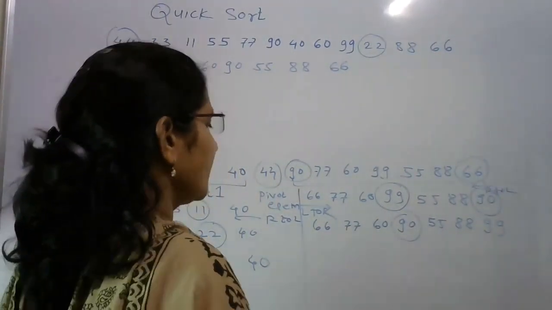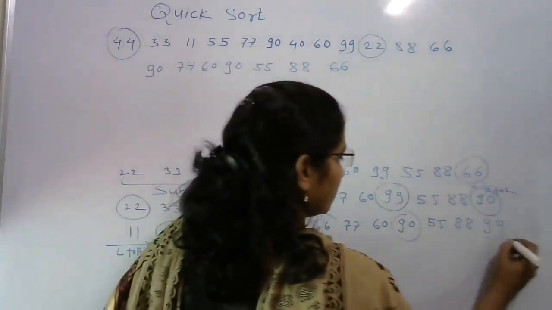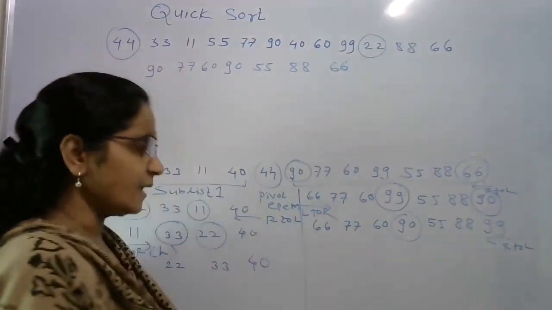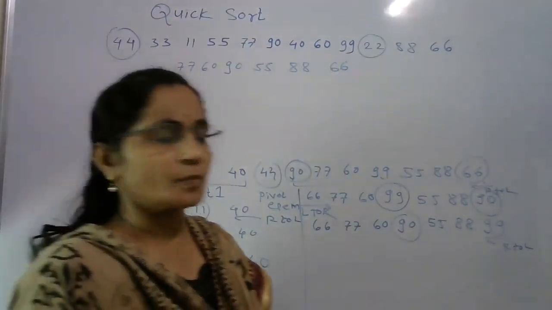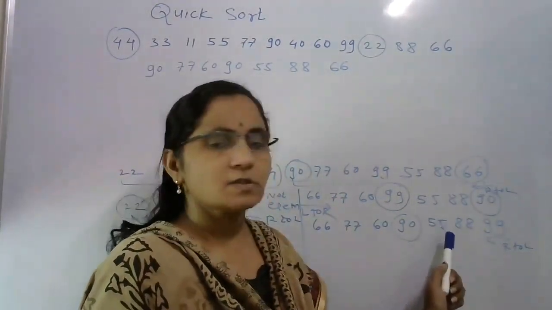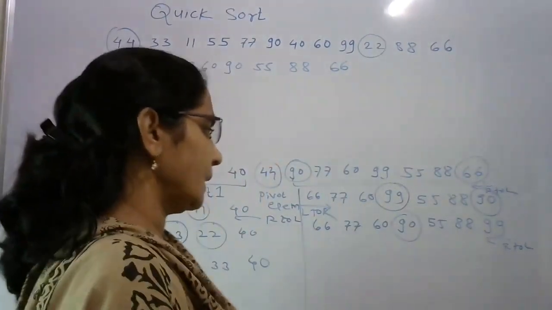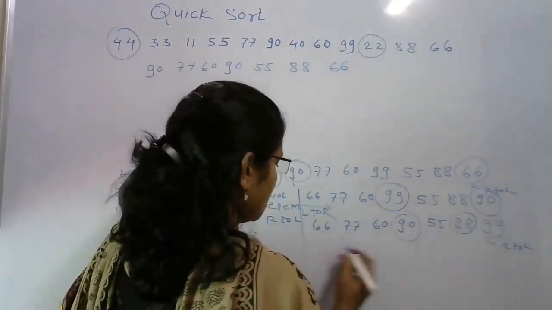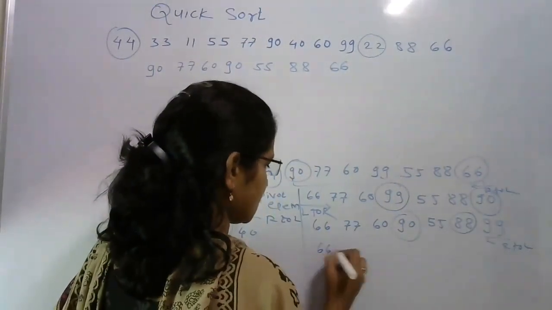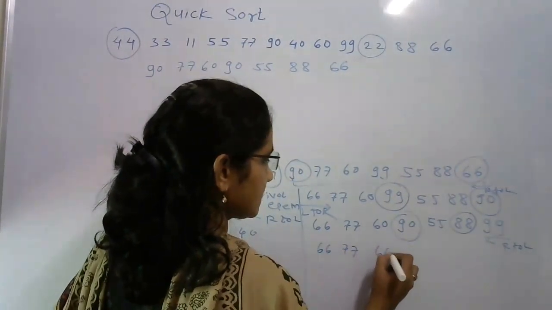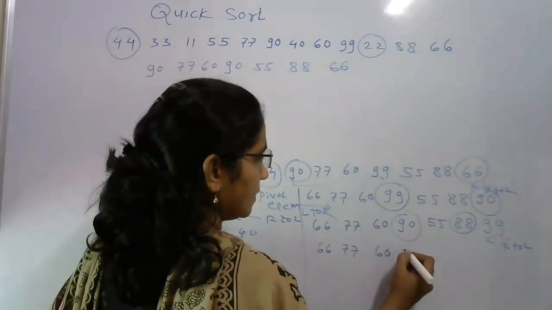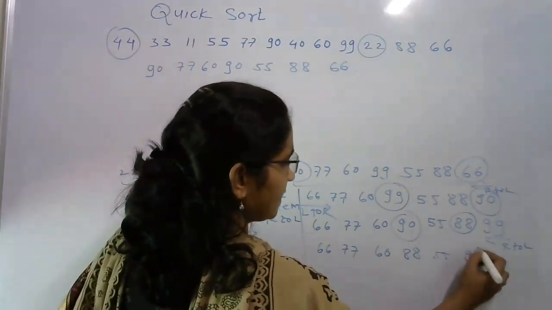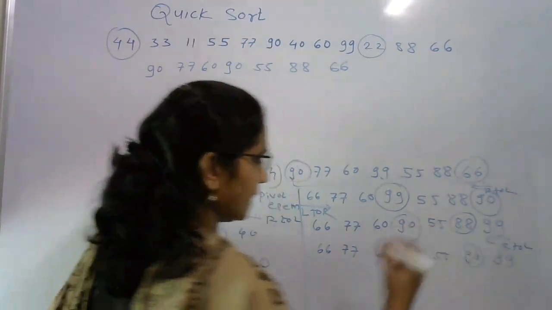Okay, now you go from right to left. Scan the whole list and stop the comparison when you get a smaller element than 90. So which is the smaller element? Here 88. So again exchange. So 66, 77, 60, here 88, 55, 90, and then 99.